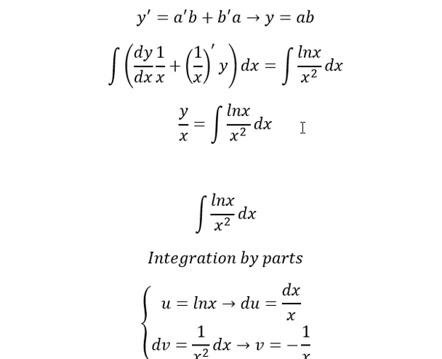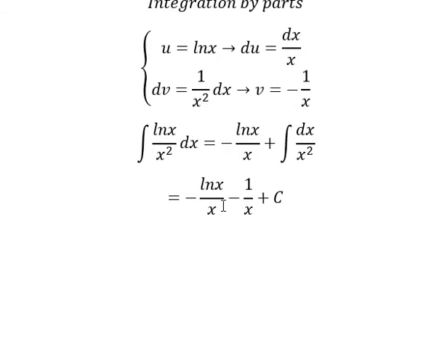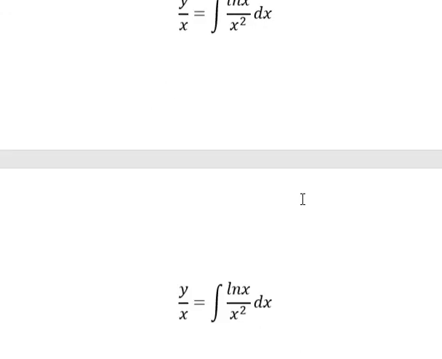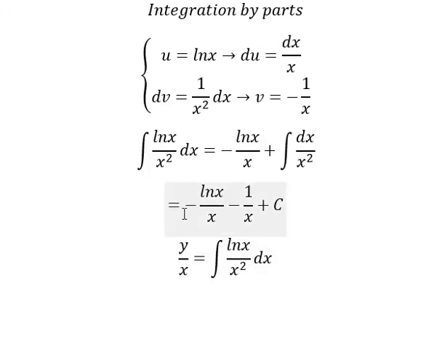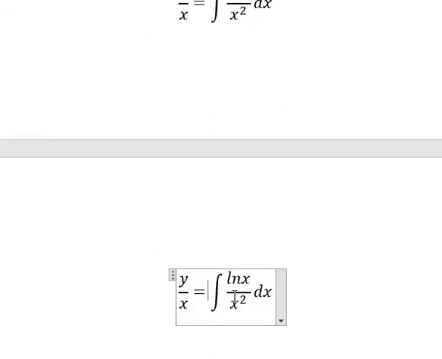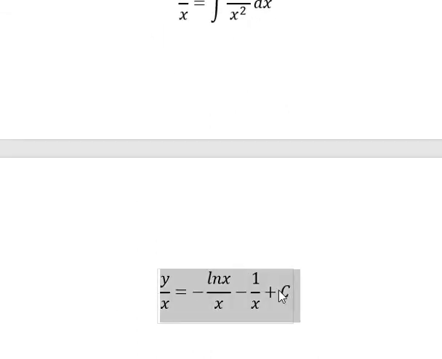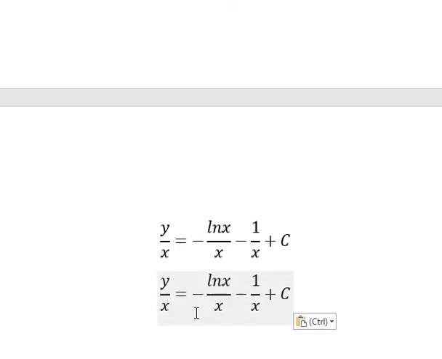So we go back in here. The integration of this one is this one. Next, we simplify by x.